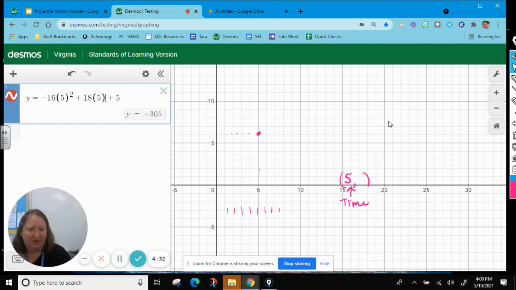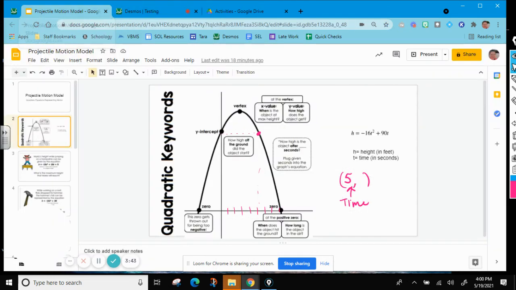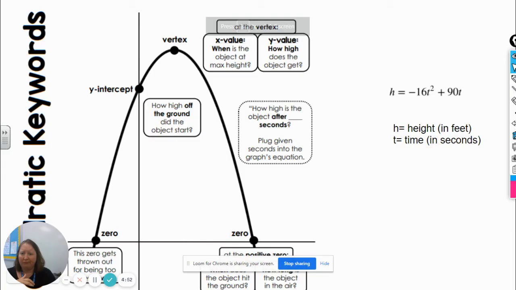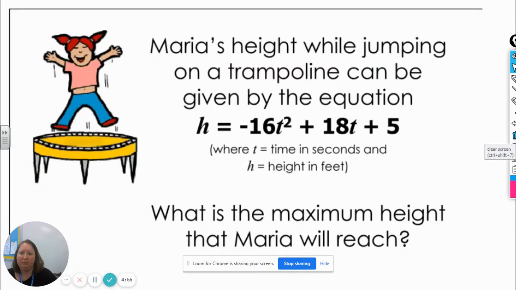Okay, now let's go to the actual question. You would probably want to type the equation you're given into Desmos, and then look at the graph to find this information. Let's look at the questions. I would recommend typing this into Desmos. And then, what is the maximum height that Maria will achieve? Well, where is she at that vertex? If they're looking for height, they're looking for a y value. If they're looking for time, you're looking for an x value. So answer that question.